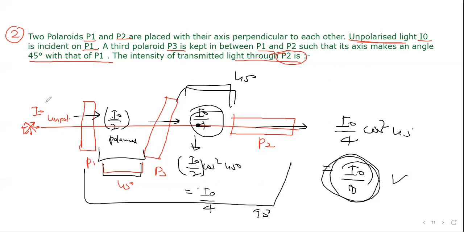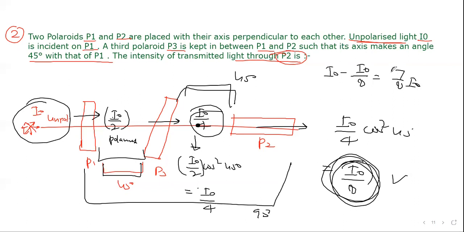I naught intensity of unpolarized light is incident, so after the light passes through these three polaroids, the answer becomes I naught by 8. Suppose they ask how much is blocked. Blocked means I naught minus I naught by 8, so 7 by 8 of I naught will be blocked if they ask. Okay, so let's move to the next question.